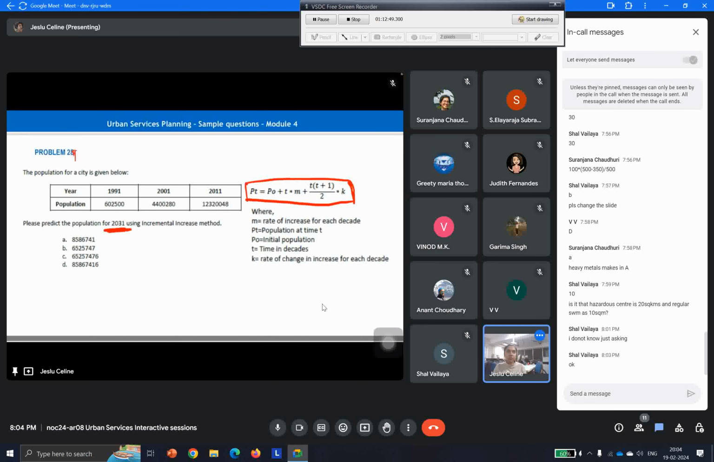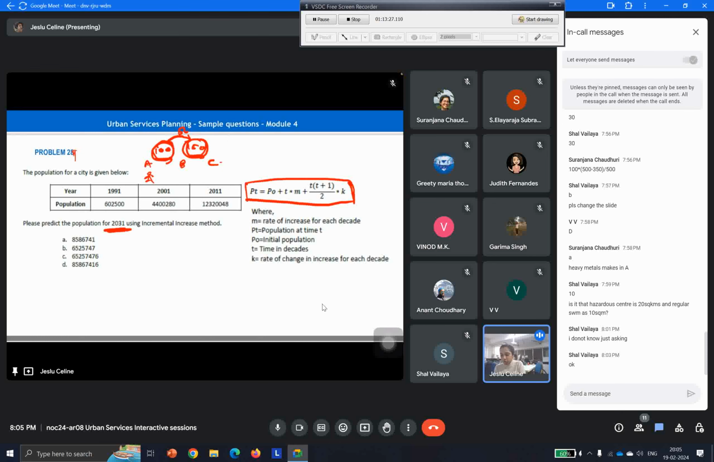Compared to arithmetic progression and geometric progression, the incremental increase method also looks into the difference in the rate of change. For instance, if this is A, B, and C, from A to B it is 100 and from B to C it is 150. Let's talk about people. 100 people have increased from A to B. From B to C, 150 people have increased, which means that between the rate of change from A to B and the rate of change from B to C, around 50 has changed.